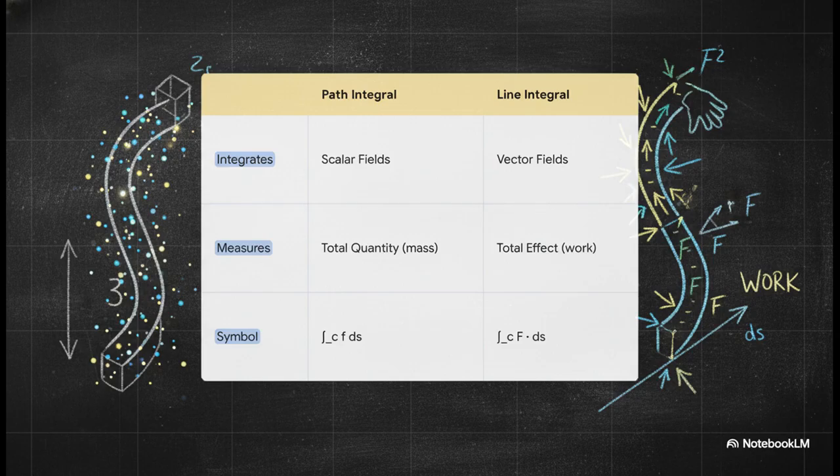A path integral adds up a scalar quantity, like mass. A line integral adds up the effect of a vector field, like work. And you can see the difference right there in the symbol. See that dot product in the line integral? F dot ds? That little dot is everything. It's the mathematical magic that makes sure we're only counting the part of the force that's actually pushing along the direction of the path. So cool.